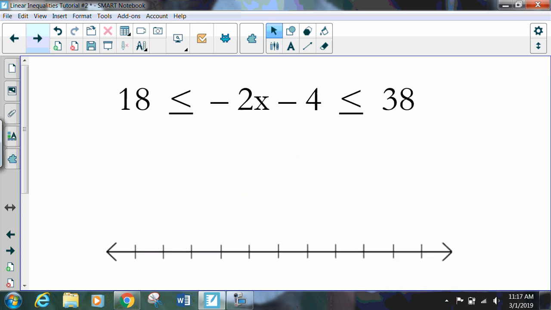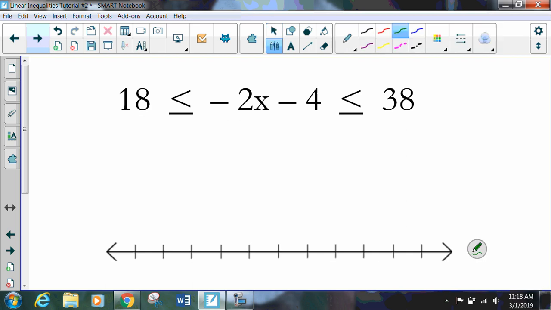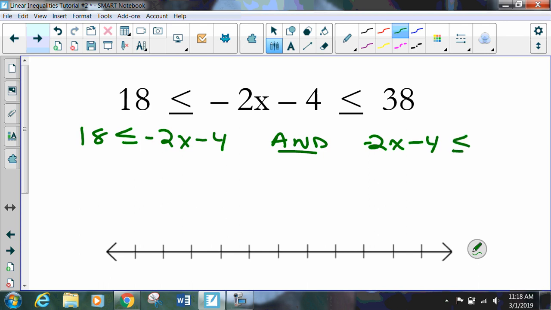All right, so let's switch back to the notes. We're on the back side of the notes, and this looks a little different. This is also a compound inequality. It's actually an and problem, but it looks a little different. We have a choice here. We could go ahead and rewrite this as an and problem. We could rewrite it as 18 is less than negative 2x minus 4 and negative 2x minus 4 is less than or equal to 38.